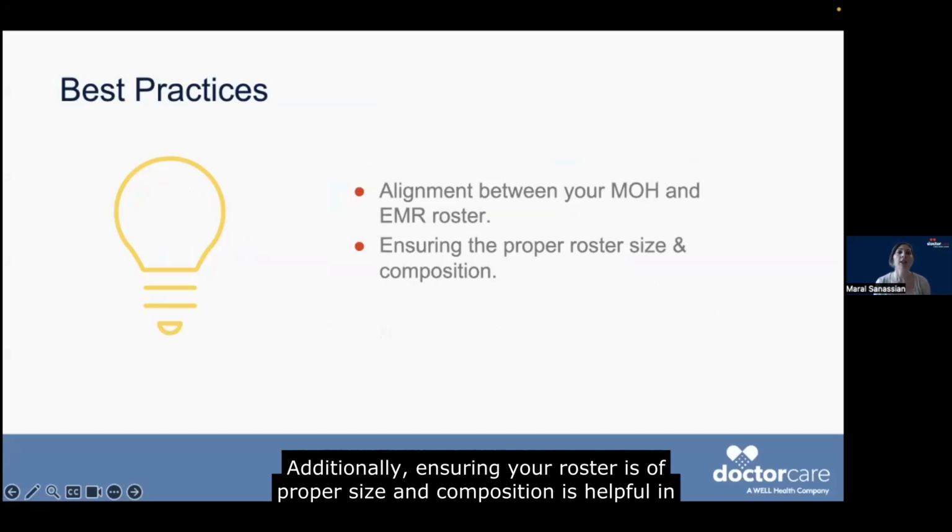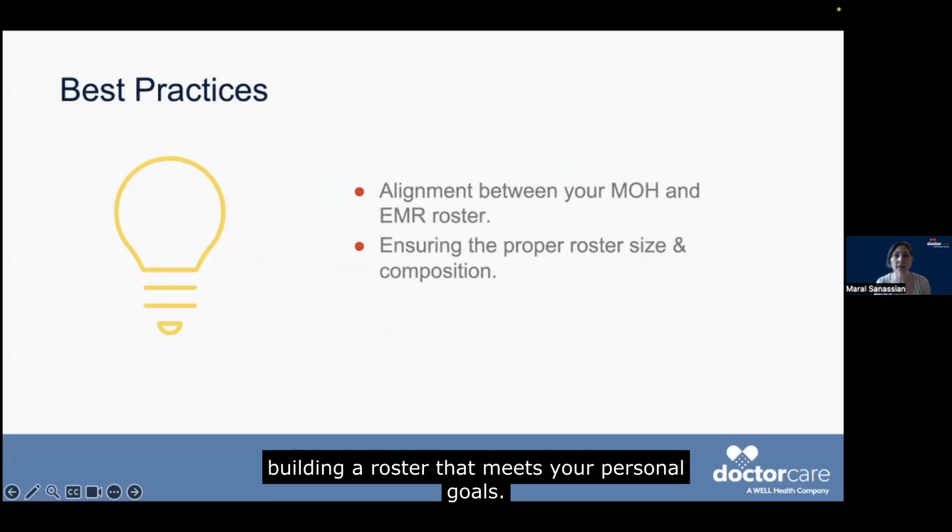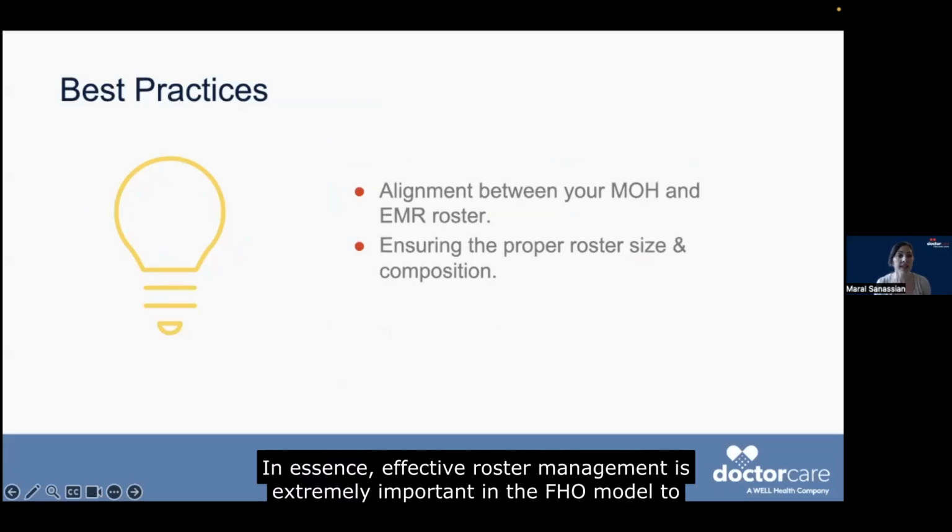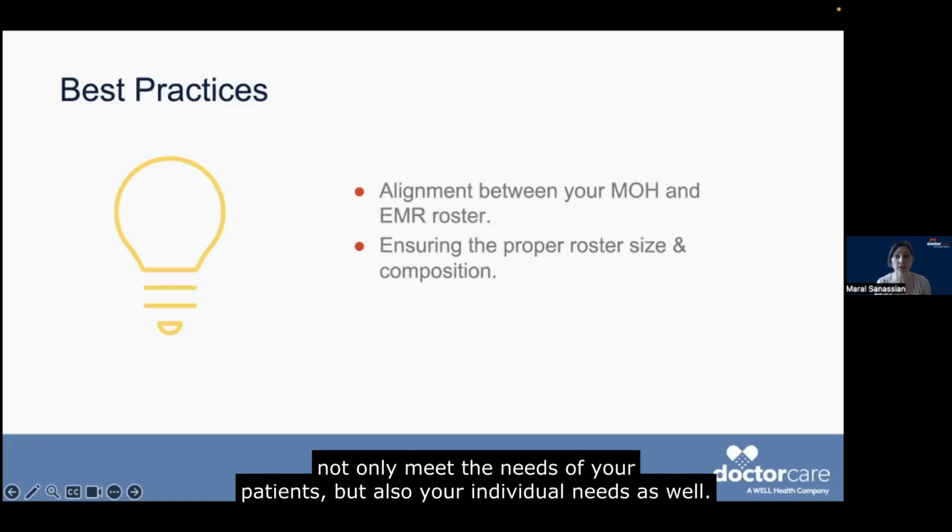Additionally, ensuring your roster is of proper size and composition is helpful in building a roster that meets your personal goals. In essence, effective roster management is extremely important in the FO model to not only meet the needs of your patients, but also your individual needs as well.